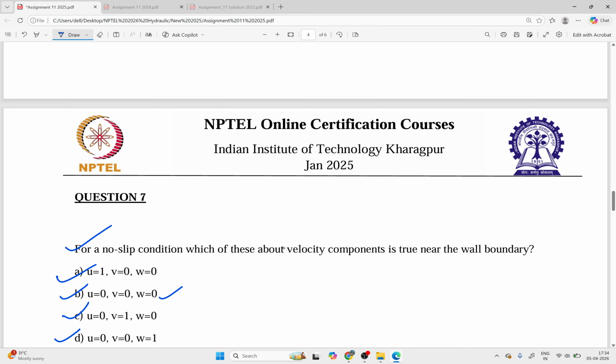How? The no slip condition. No slip condition means your velocity is 0. Velocity is 0 means velocity is what? Velocity is your u i plus v j plus w k. This is your velocity, meaning all three directions.